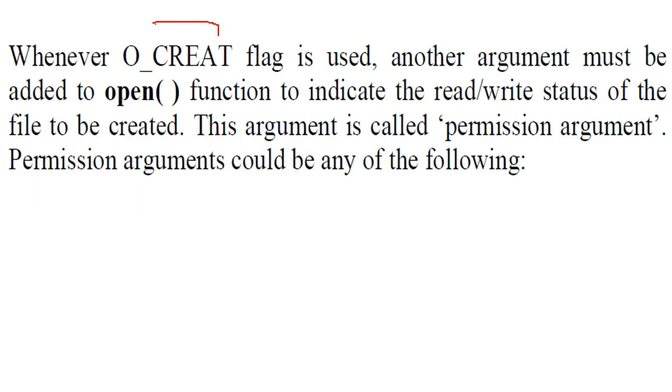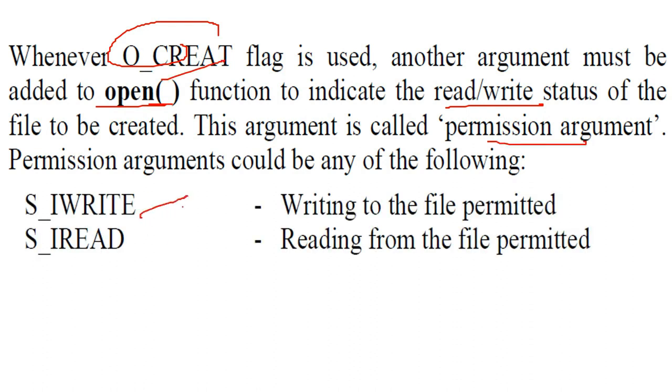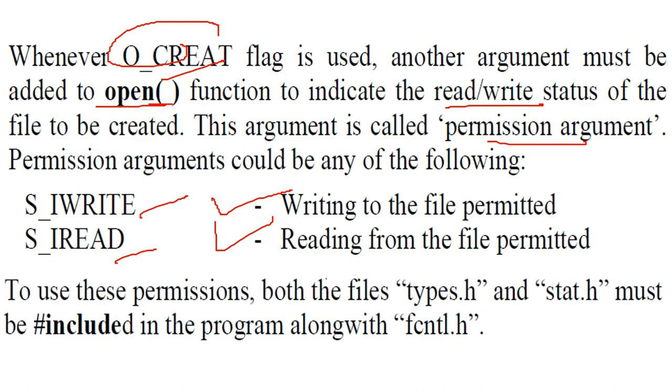This O_CREAT flag, as you also saw, has another argument added to open, just in order to indicate the read-write status of the file to be created. The argument is called the permission argument. This permission can be S_IWRITE, S_IREAD. This is writing to the file permitted, and this is reading from the file permitted. And for these permissions, you have to include types.h and stat.h, along with your fcntl.h.